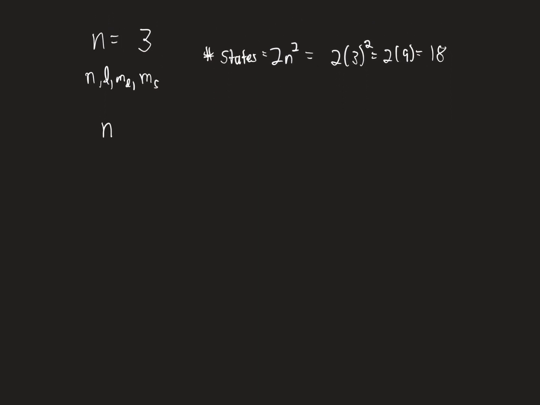Okay, n is equal to 3. That means L has a few numbers. What different L's can I have? Remember what's the rule for L? Where does it go between? 0 all the way up to n minus 1. So what's the highest L that I can have for this? 2. And I start at 0. Any numbers in between 0 and 2? 1. So I could have L equal to 0, 1, or 2.